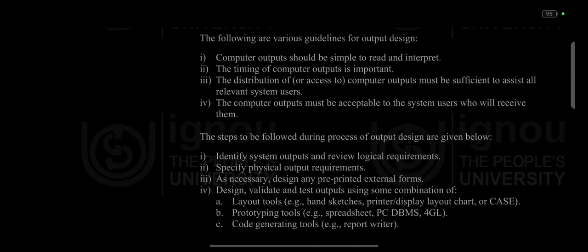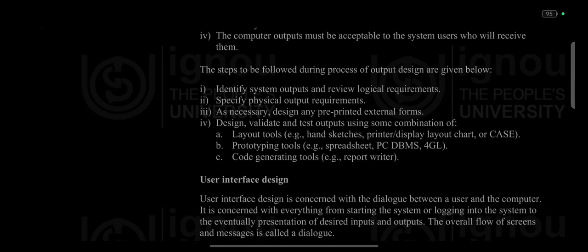Computer output should be simple to read and interpret. The timing of computer outputs is important. The distribution of or access to computer outputs must be sufficient to assist all relevant system users. The computer outputs must be acceptable to the system users who will receive them. The steps to be followed during process of output design are given below.